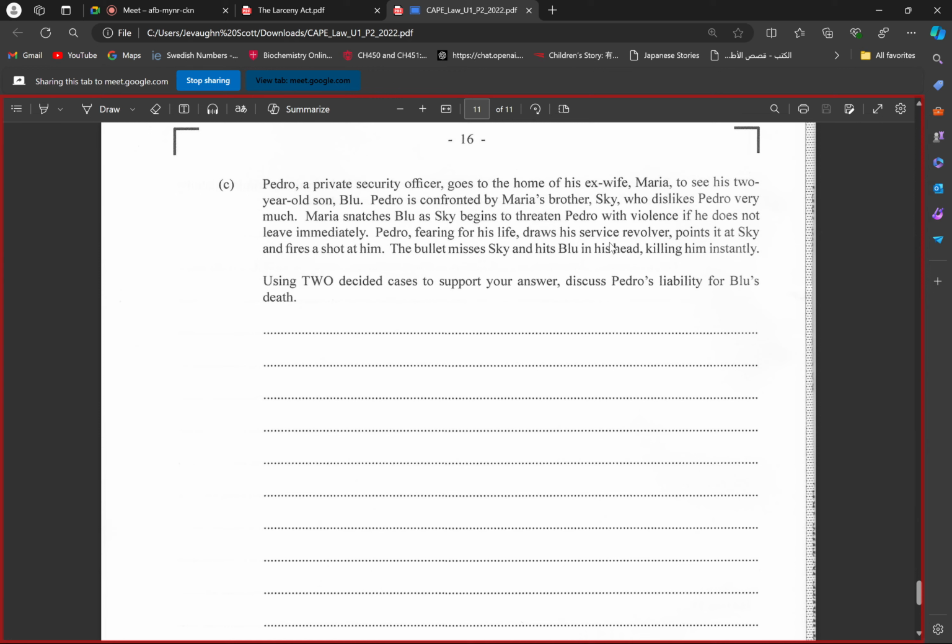So I have a question here, right? Is the use of the service revolver as a response to Sky warranted? Is that reasonable? Anyone, is that reasonable? Yes, no, maybe, kind of, probably. Nobody? Yes? Okay, so somebody says yes. Does anybody say no?